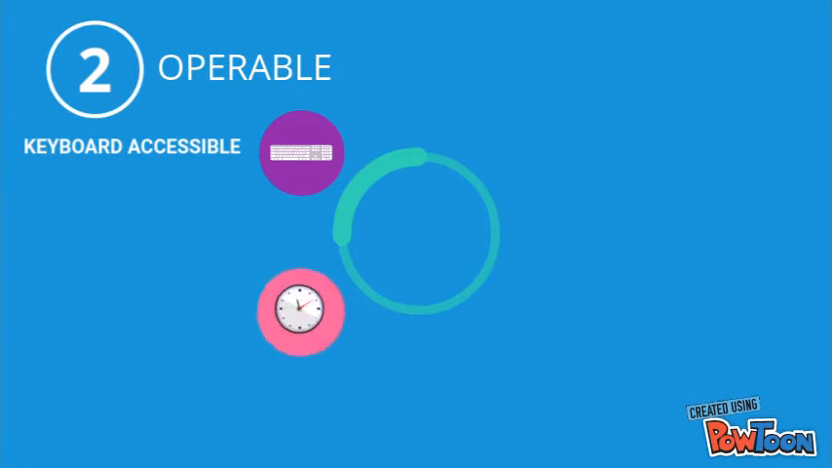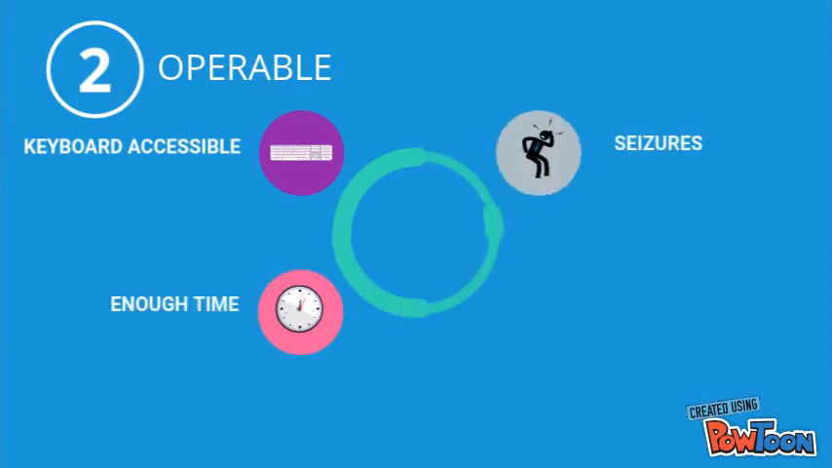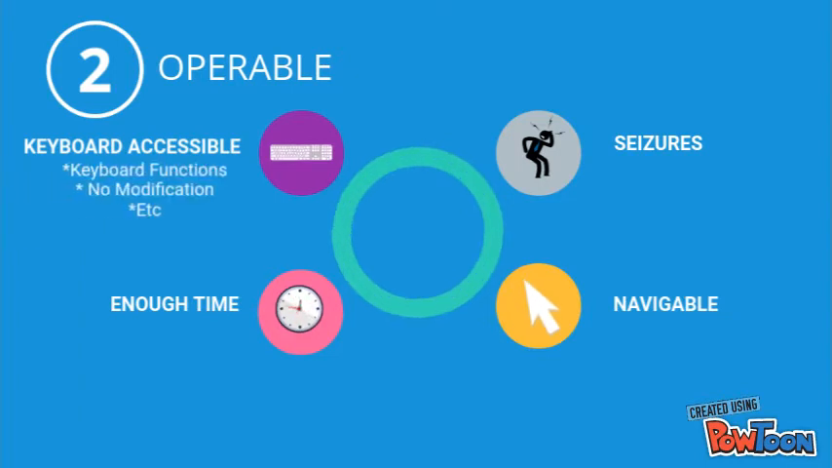Operable. Interface and navigation are easy to use. The 4 guidelines are keyboard accessible, enough time, seizures, and navigatable. Keyboard accessible refers to having keyboard functions and no modifications to shortcut keys, etc. Enough time refers to having time to read text without any timers, etc.